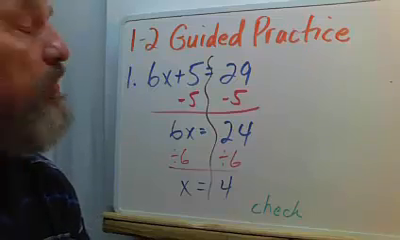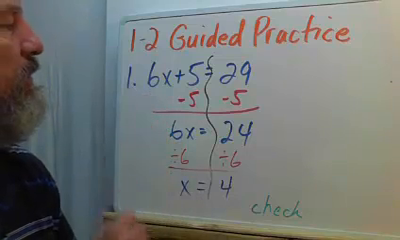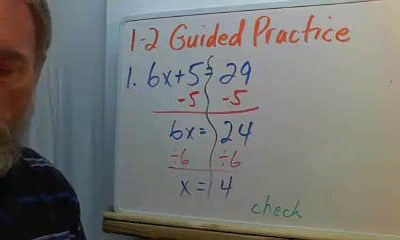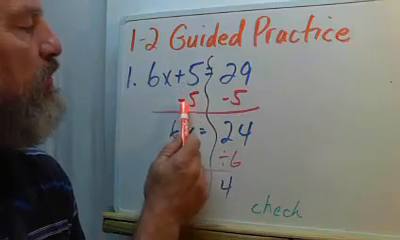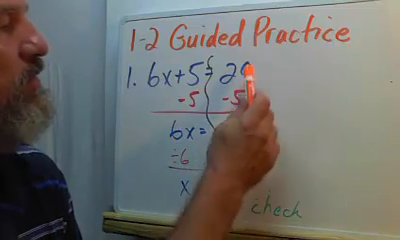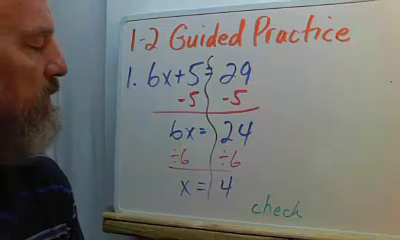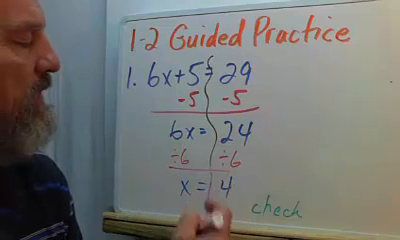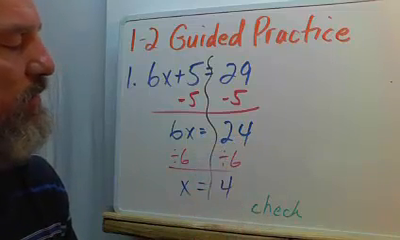Okay, these are the solutions to 1-2 guided practice. Our first problem is 6x plus 5 equals 29. We are going to undo the addition of 5 by subtracting 5 from both sides of the equation. We have 6x equals 29 minus 5 is 24. We now need to undo the multiplication of 6 by dividing by 6. We have x equals 24 divided by 6, which is 4.